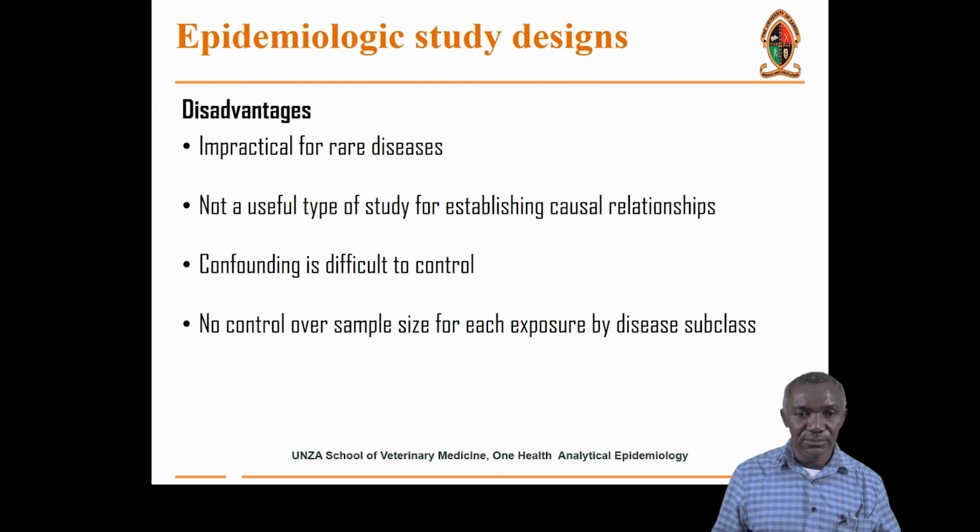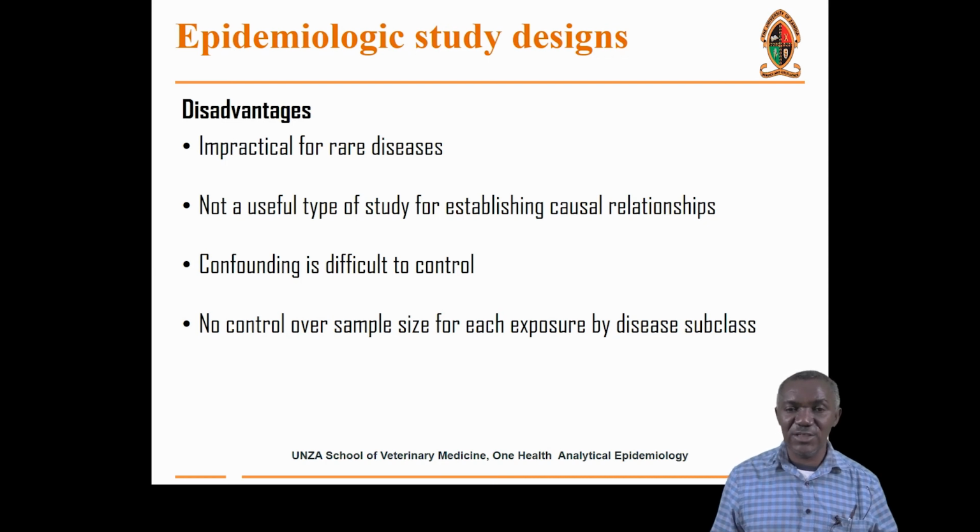And they are not useful for studying causation. So the cross-sectional study may not be very useful when you want to establish the relationship between an independent variable and a dependent variable. So it may not be used. And also it is subject to bias. Because it's very difficult to control confounding in this, you find that the study is prone to bias.